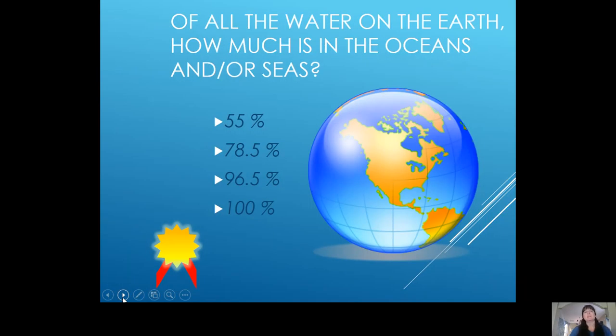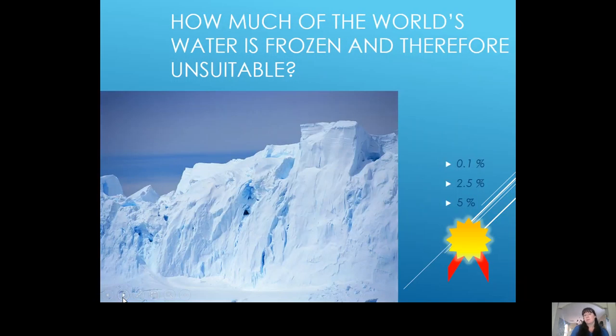So let's take a little quiz here. Of all the water on the earth, how much is in the oceans? Does anybody know? It is 96.5%. Out of all of our water, that is how much is in the oceans. That is unusable to us because it is salty. So how much of the world's water is frozen then and also unsuitable and unusable? That is 2.5%.